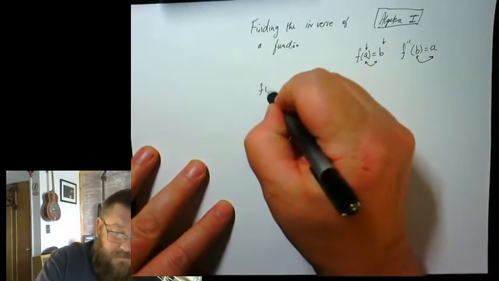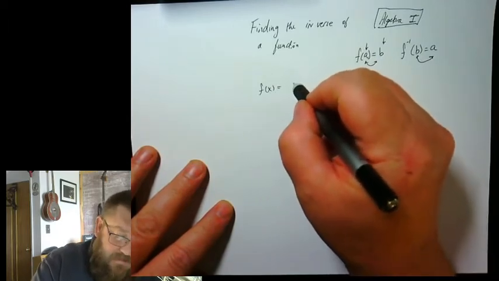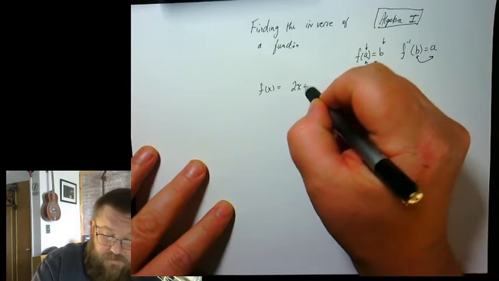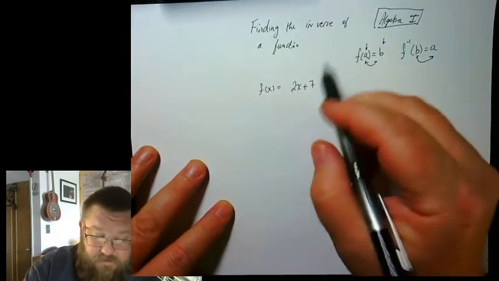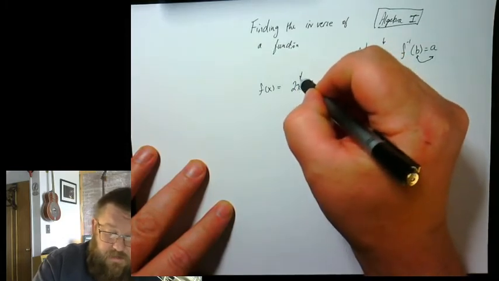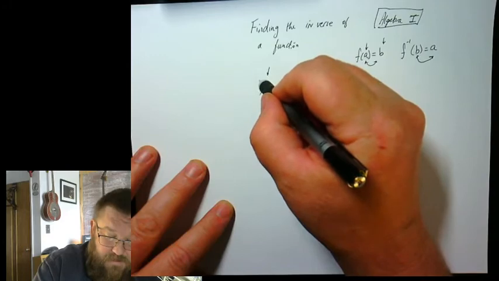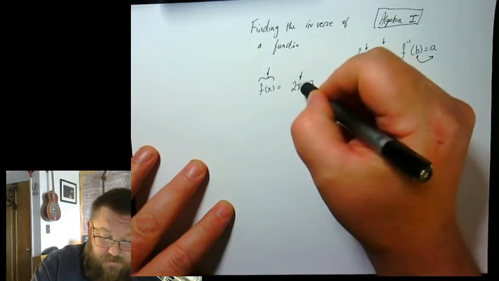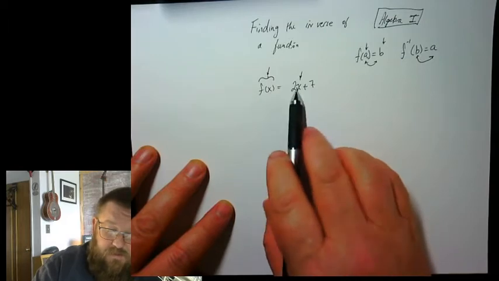So let's say we had, I don't know, 2x plus 7. Let's say that's our function. We wanted to find its inverse. Well, first of all, this is the input, and this whole thing right here is our output, right? This whole thing is our output. That's our input. So the idea is if we're going to find the inverse, these two things switch.